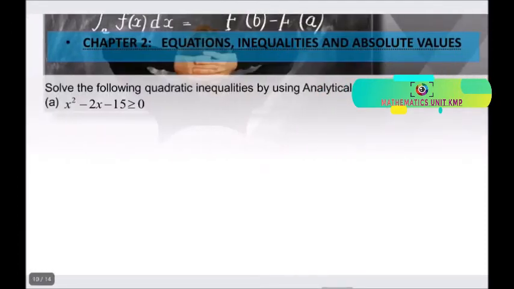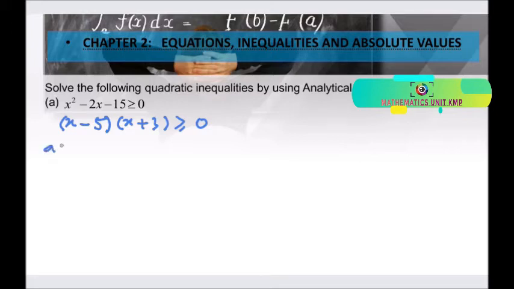A question here. Solve the following quadratic inequalities by using analytical methods. So we have x squared minus 2x minus 15 greater than or equal to 0. So let's factorize the quadratic, and we'll get here x minus 5 and x plus 3.